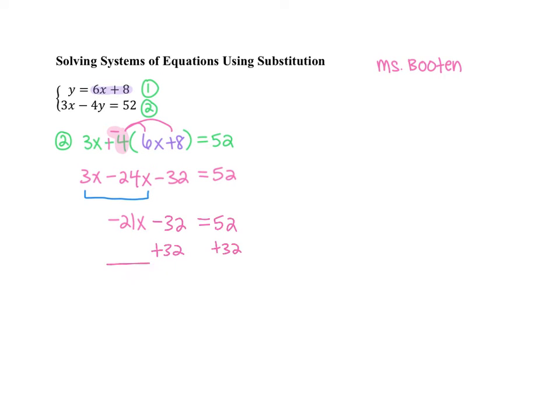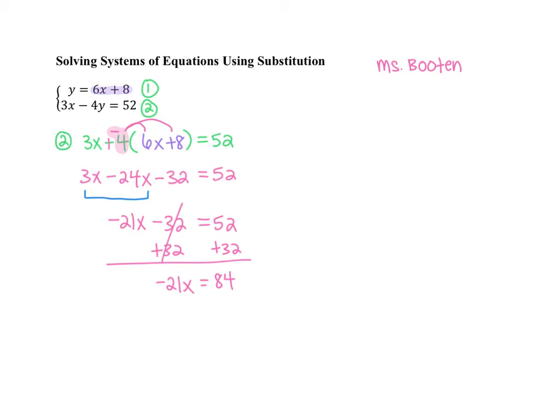So we're going to add 32 to both sides. And that zeroes out the negative 32 there, leaving us with negative 21x on that left side, equal to 52 plus 32 is 84. Now remember, you have a calculator, so don't worry about doing this in your head.